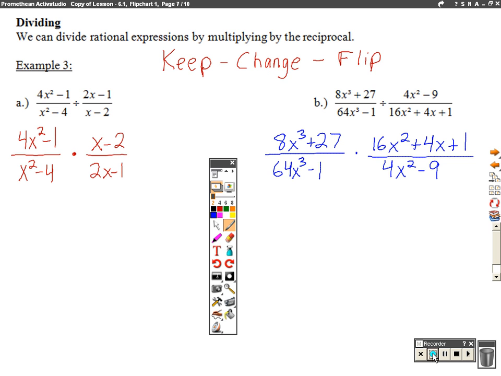Okay, so you just keep the first rational expression, change the division to multiplication, and flip the second one. Now we're just back to a multiplication problem. So we know what to do from here.